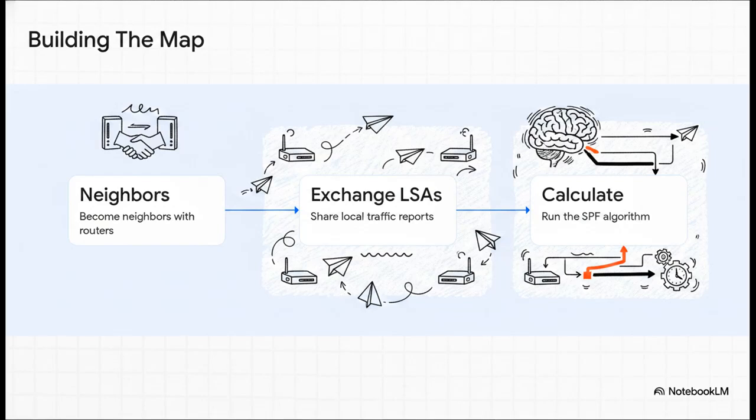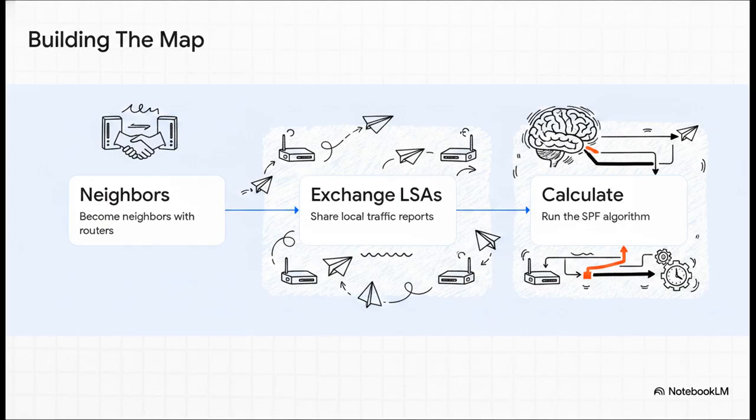Step 2, they exchange LSAs, which stands for Link State Advertisements. Now, I want you to think of these LSAs as hyperlocal traffic reports. A router creates an LSA that essentially yells out, hey, I have a connection over here, it's exactly this fast, and it goes to this specific network. They flood these traffic reports out to every single neighbor they know, who then passes them on to their neighbors.